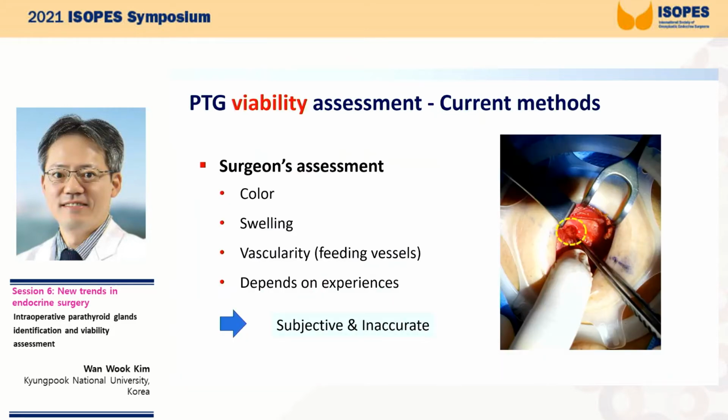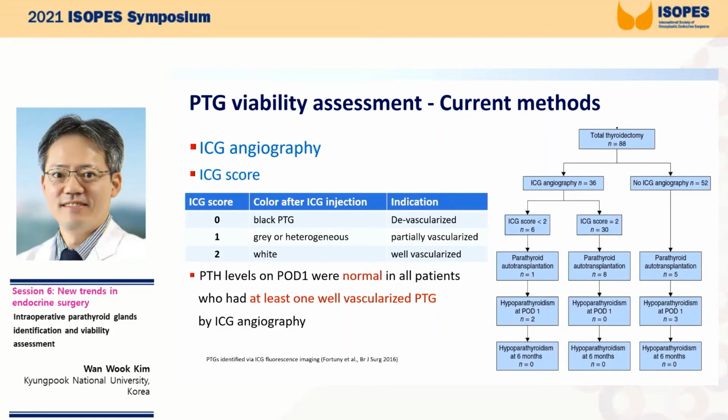Next, we'll move to the viability assessment of the parathyroid gland. As in the picture, you can see the parathyroid gland color is ambiguous and there is no feeding blood vessel around the parathyroid gland, so it is difficult for the surgeon to decide whether to leave it or to do autotransplantation. Until now, the way to assess the viability of the parathyroid gland is checking the color, swelling, and vasculature. However, these methods are subjective and inaccurate. The aim of this pilot study was to evaluate the use of intraoperative parathyroid gland angiography in predicting normal parathyroid gland function after thyroidectomy.